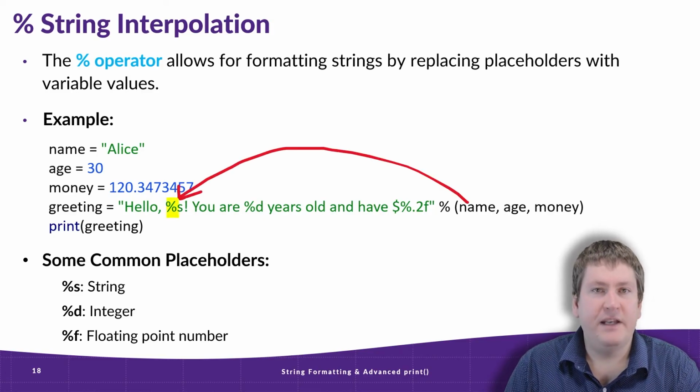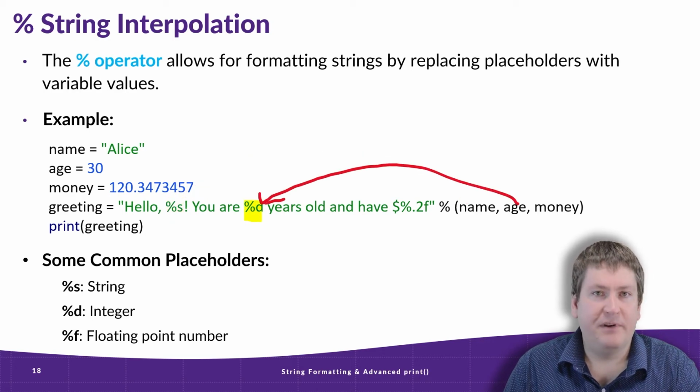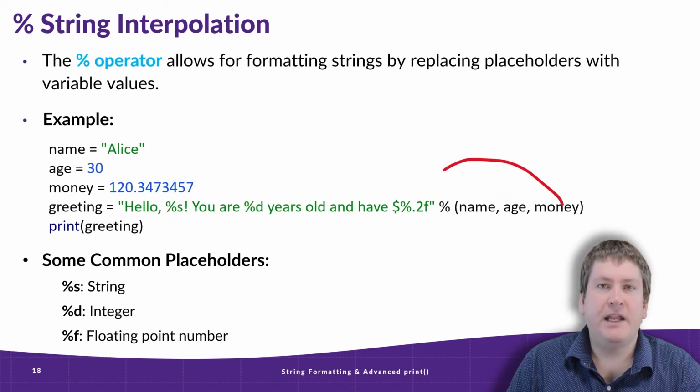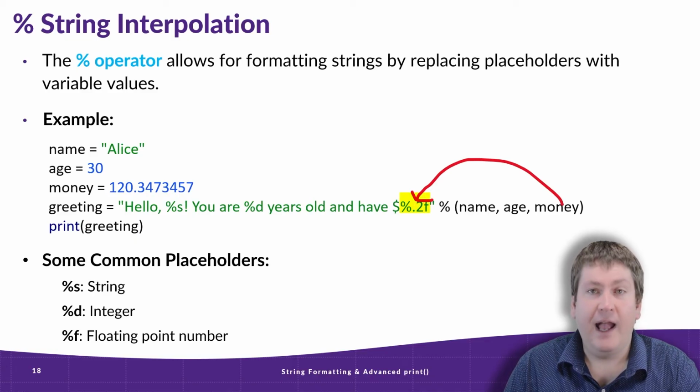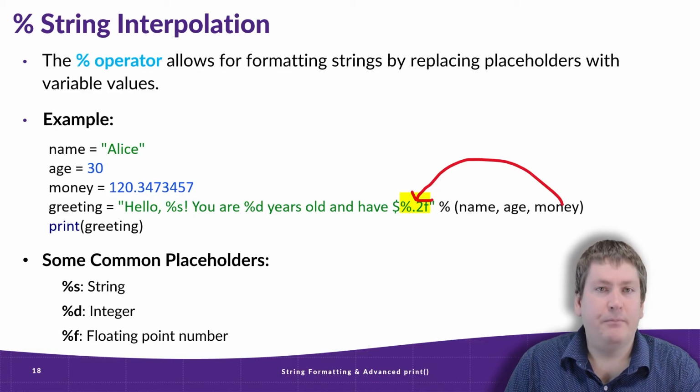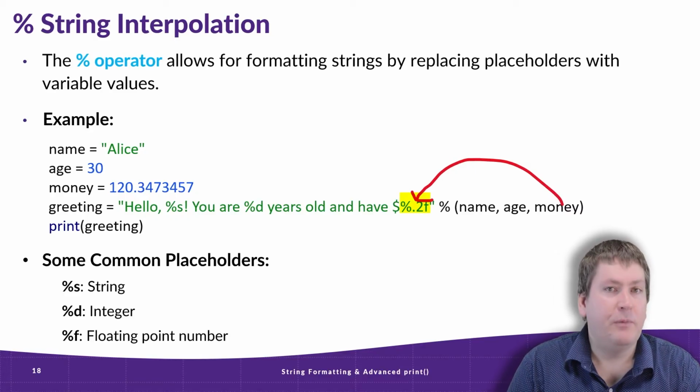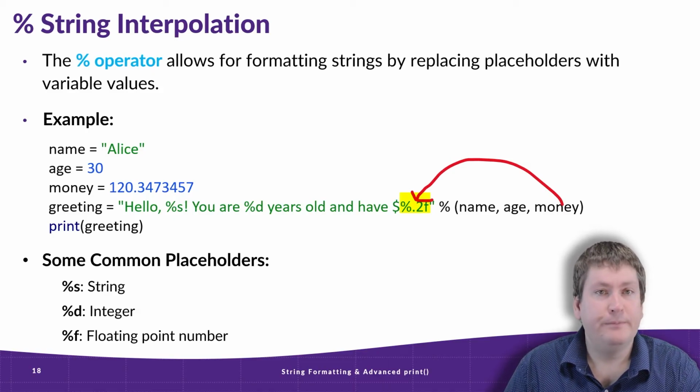So in this example, name would go into this %s here, age would go into the %d here, and money would go into the %.2f. And it's not matching them based on the placeholder, it's matching them based on the order. So name is going to go in whatever's first, age goes in whatever's second, and money goes in whatever's third, because that's the order they are in that tuple.